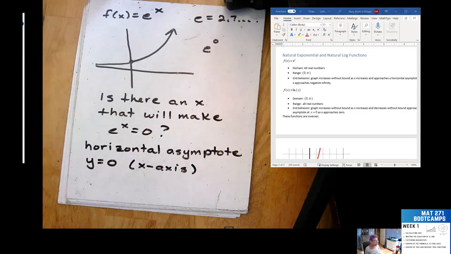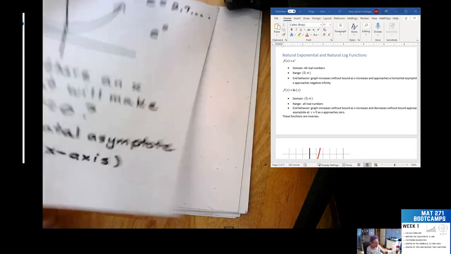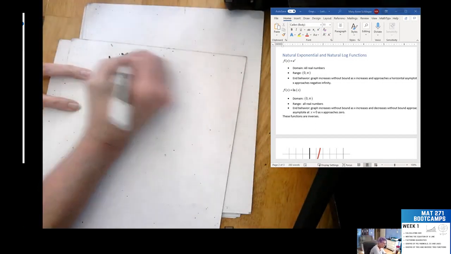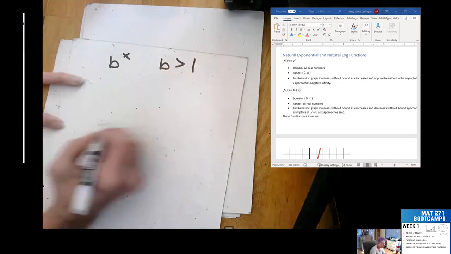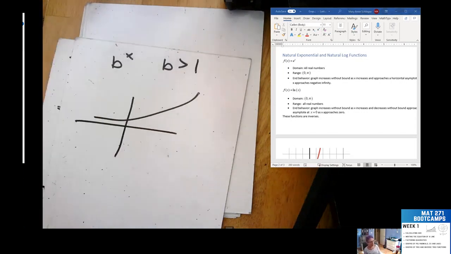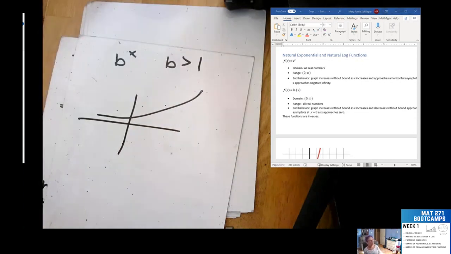Now that's true for any exponential function that has a base bigger than 1. So if you had 2 to the x, or 5 to the x, or 10 to the x, they all look kind of like that. So it's easy to graph an exponential function, b to the x, if b is bigger than 1. They all look something like that. They all approach 0 to the left. They all get bigger to the right.